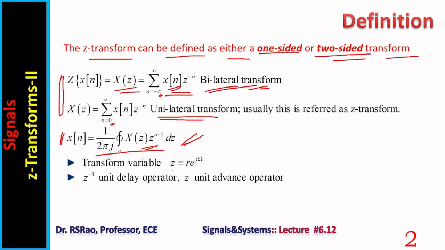One or two points are mentioned here. In case of Z transforms, the transform variable is indicated by Z, and it is a complex quantity equal to R e power j omega. J omega stands for real frequency or magnitude. Z power minus 1 or 1 by Z is called the unit delay operator, whereas Z is called the unit advance operator. We use this terminology in the study of Z transforms. For that reason, these two are being mentioned here.